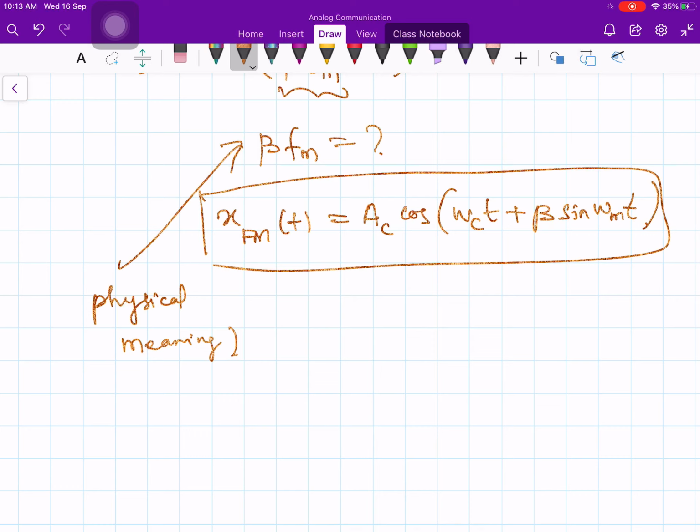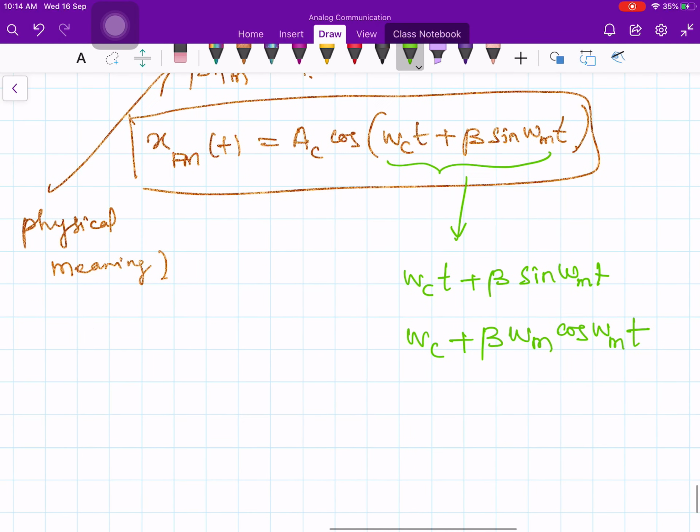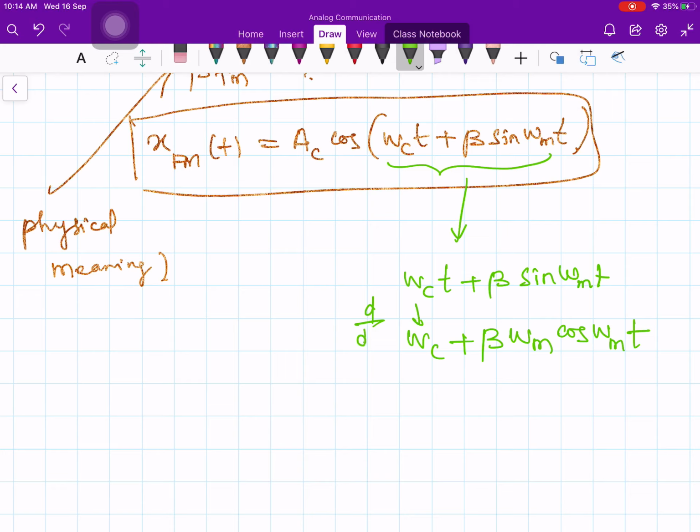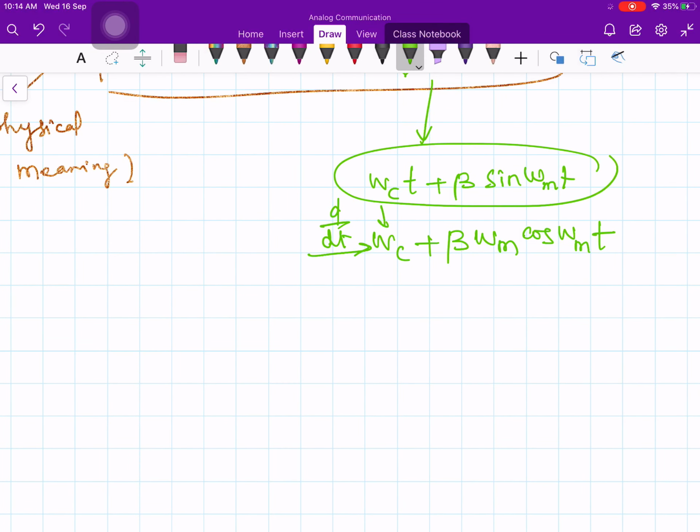To answer this question, let us take the argument. What is the argument? Omega ct plus beta times sine omega mt. If I differentiate the argument with respect to time, omega ct becomes omega c, and this becomes beta times omega m times cosine of omega mt. This is what I get after differentiating d by dt, right? Now what do you understand from this? The instantaneous frequency: this is my total phase angle, the instantaneous phase angle, right? Recall from the previous lecture, instantaneous phase angle.